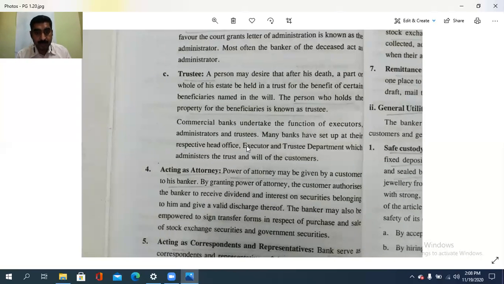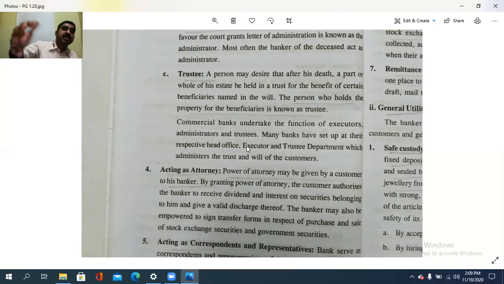So, the power of attorney will be given by the customer to the banker, so that the customer is authorizing the banker to do so. To do what? To receive the dividend and also the interest on the securities. Interest and dividend, who can collect them? Authorization must be given by the customer to the banker so that the bank can receive the dividend and interest. That is the thing. And also give a valid discharge thereof.